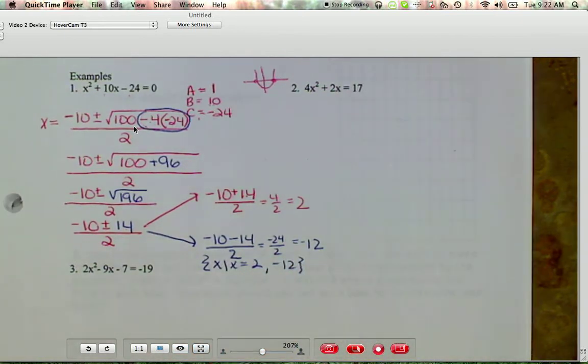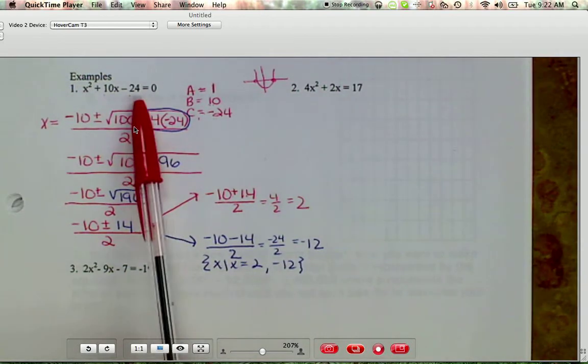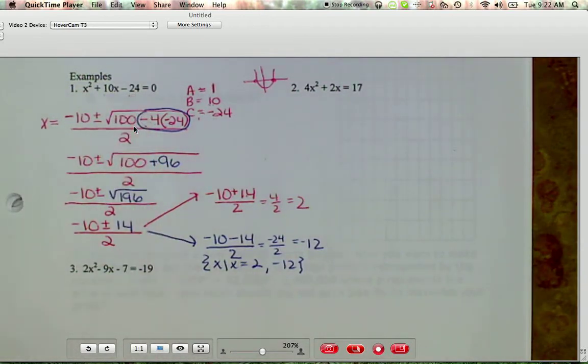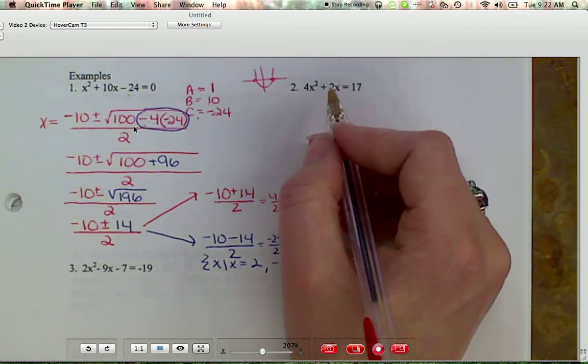So that is your quadratic formula. You go through the steps every time. You can see if this were easily factored, it would be much easier to factor it. So this will be our last option that we resort to if we can't do anything else. Let's try another one here.